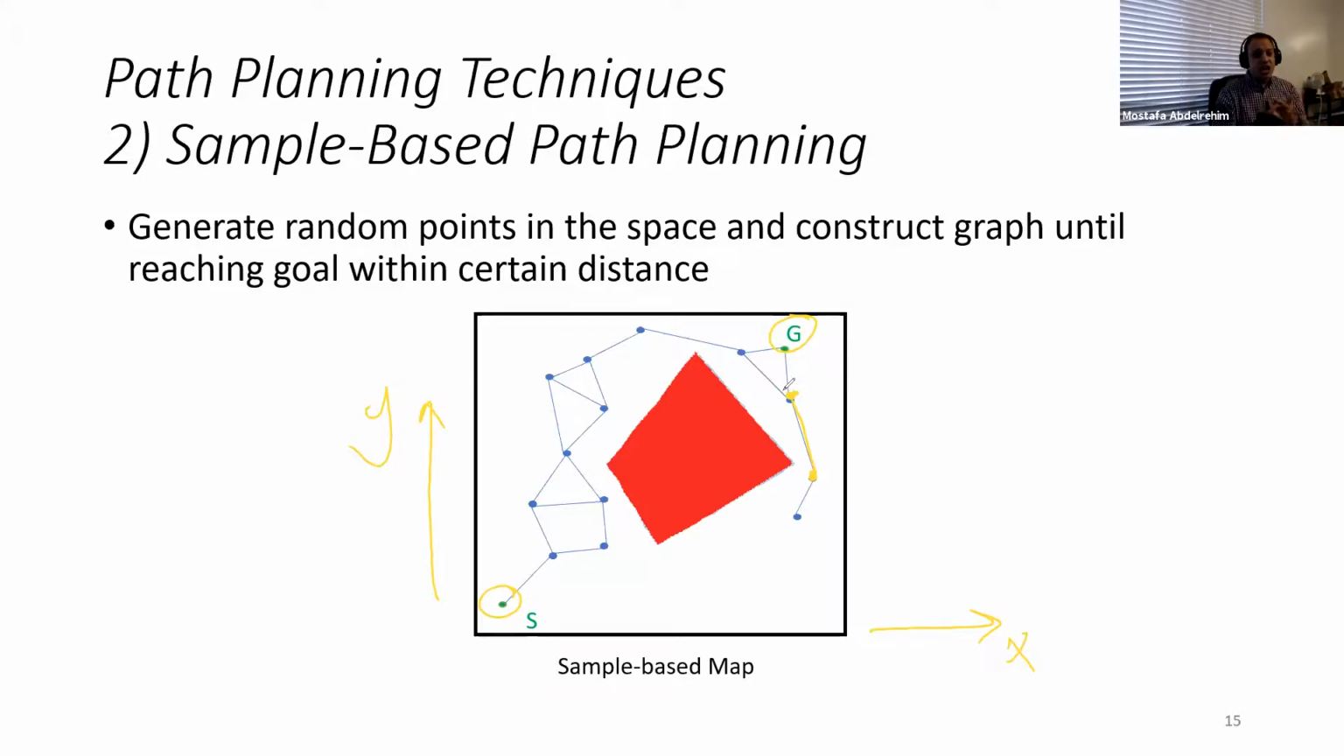Generate the point, check if it's intersecting with the obstacle, and if you can connect it with the graph or not, until you exceed some number of iterations that you run the algorithm for, or, for example, you reach very close to your destination or goal, anything like this. You can put your criteria for ending the search or building the graph for your environment.